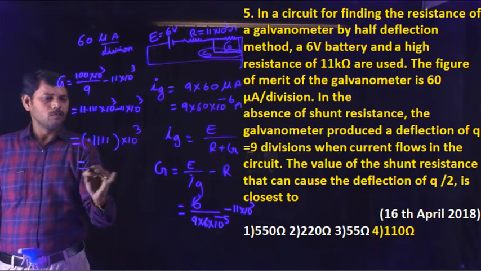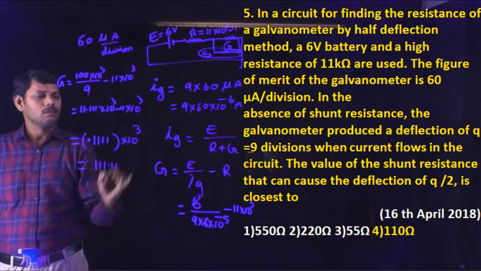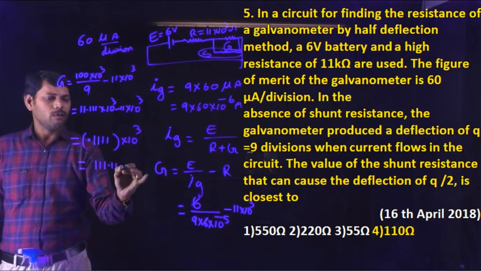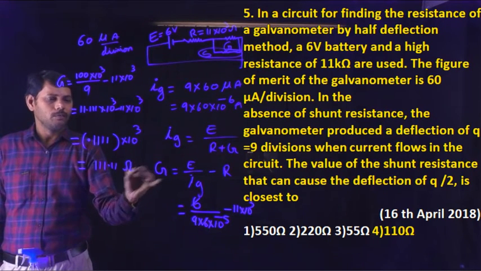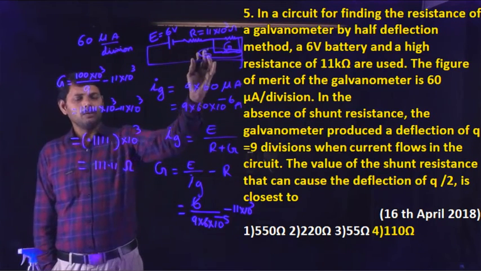So it is equal to 111.11 and so on. Any number of ones comes in this division. This is the G value. We calculated the G value. Actually, we have to find the S value.